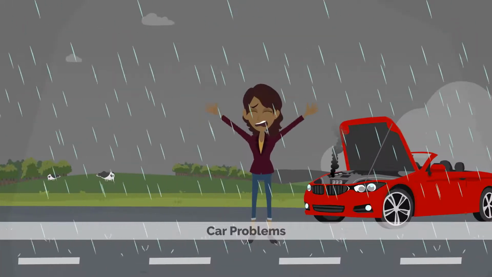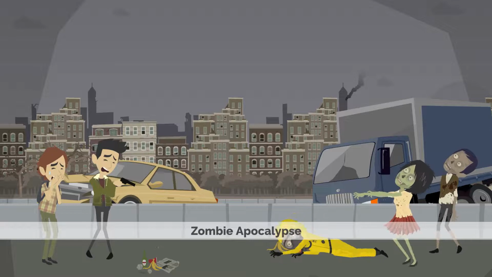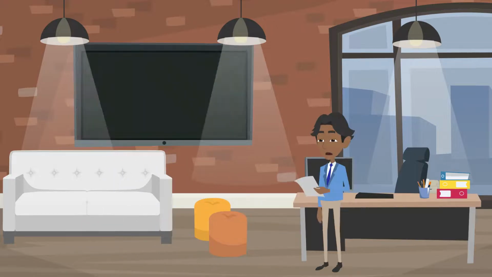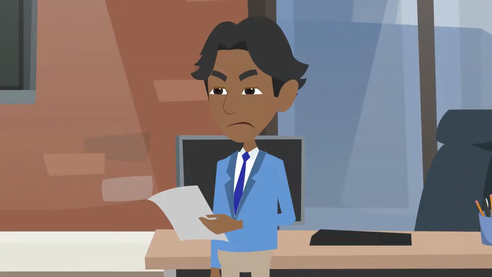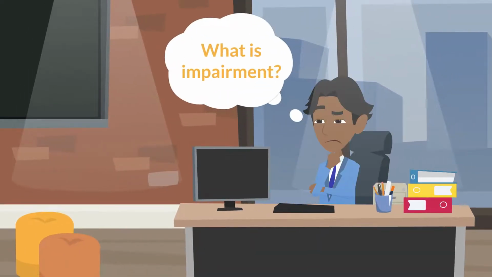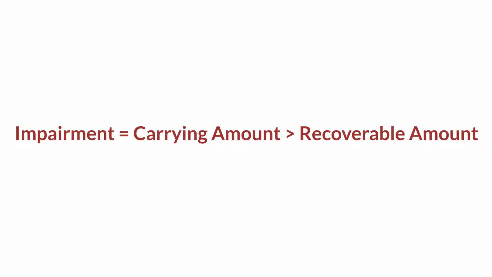Have you ever been blindsided or hit by something unexpected? How did it make you feel? Confused? Upset? Angry? That's often how companies feel when they discover that assets on their balance sheet are impaired. But what is impairment? Impairment exists when an asset's carrying amount exceeds its recoverable amount.